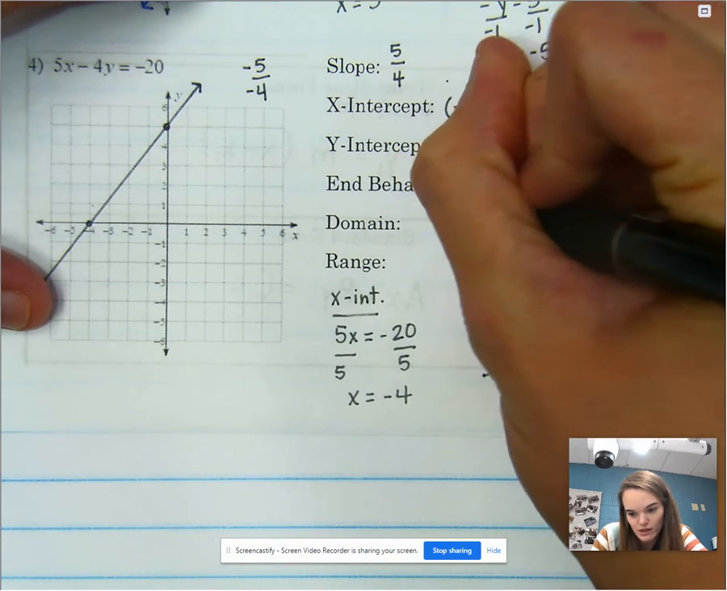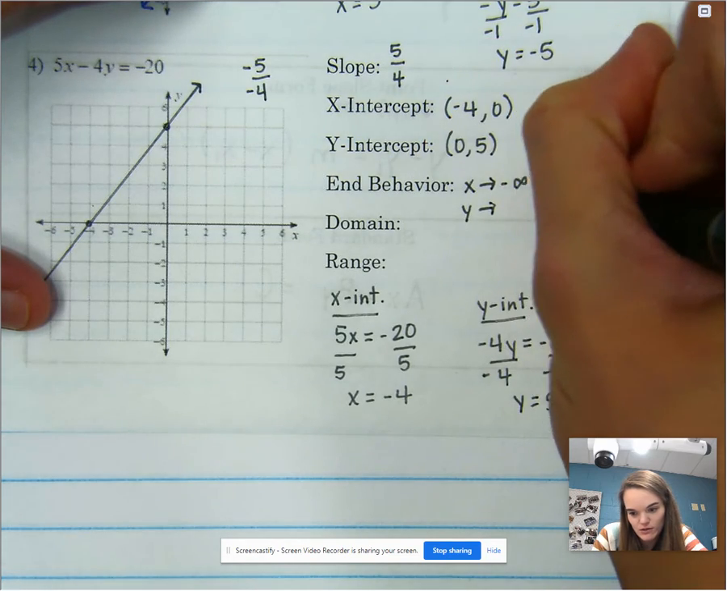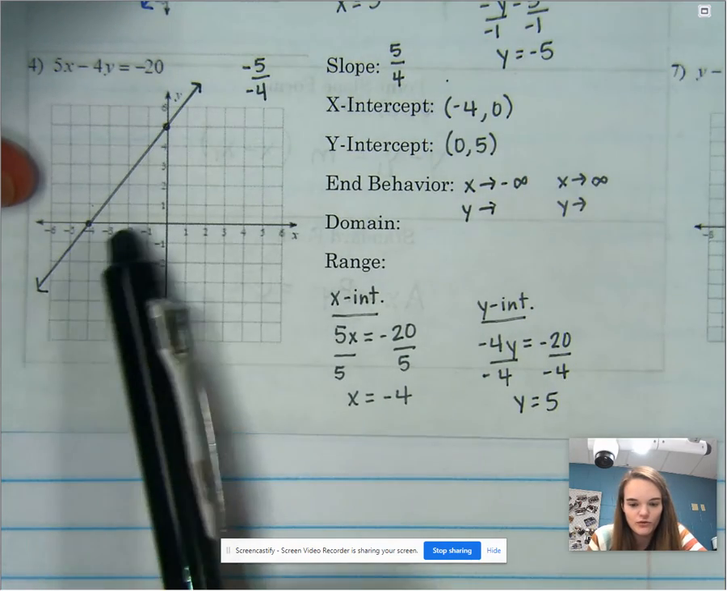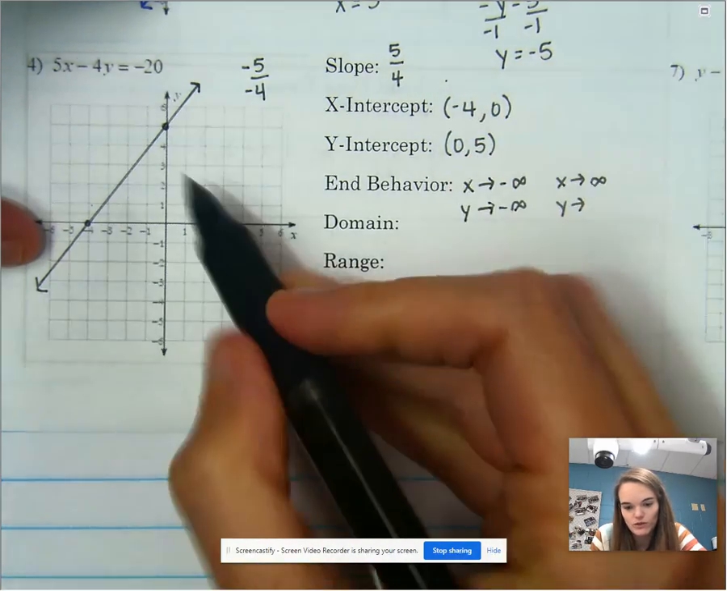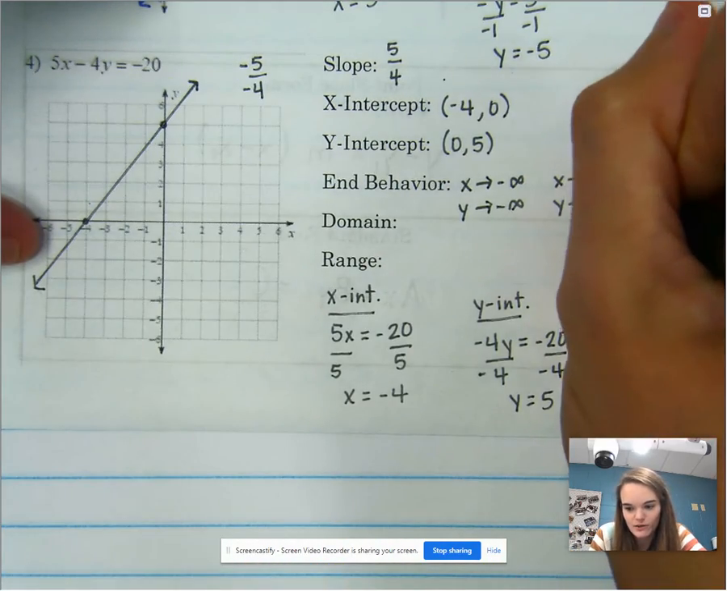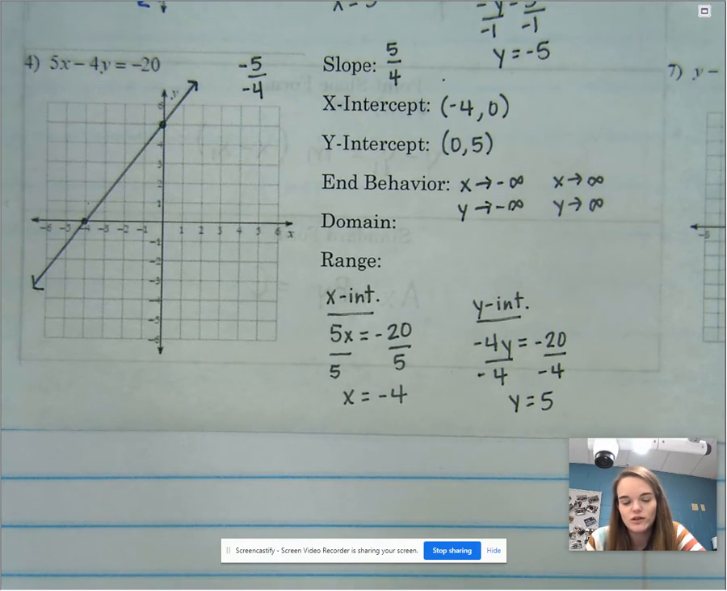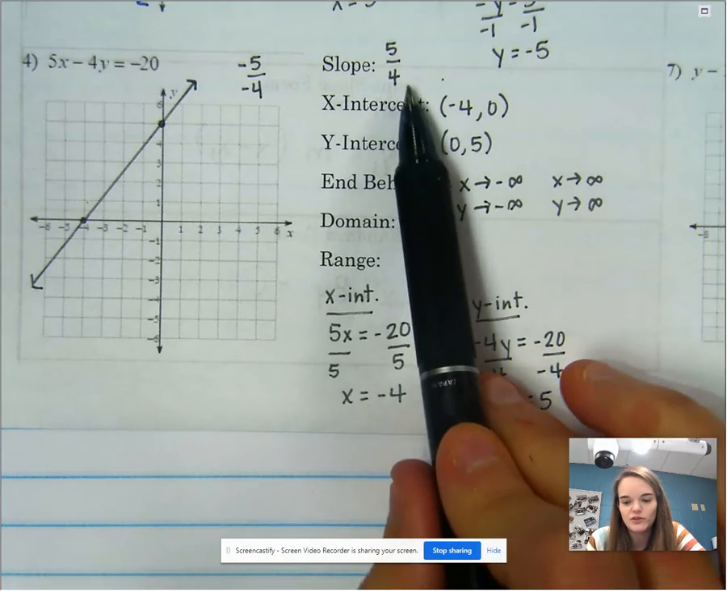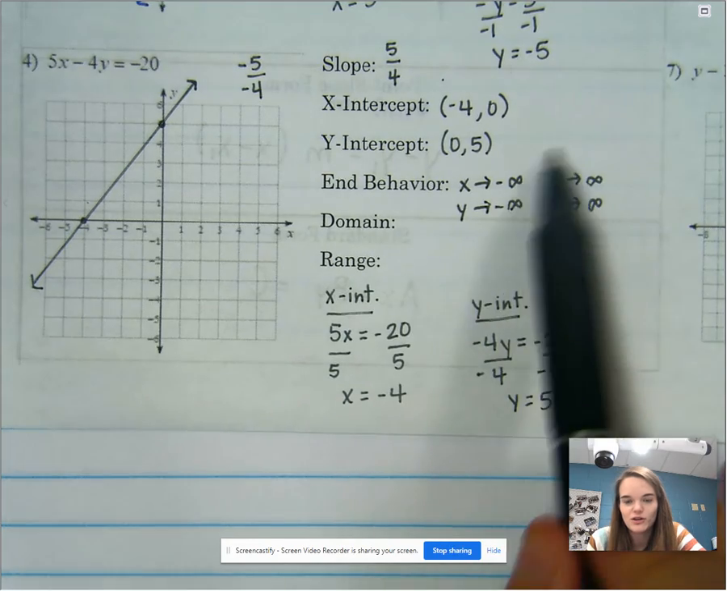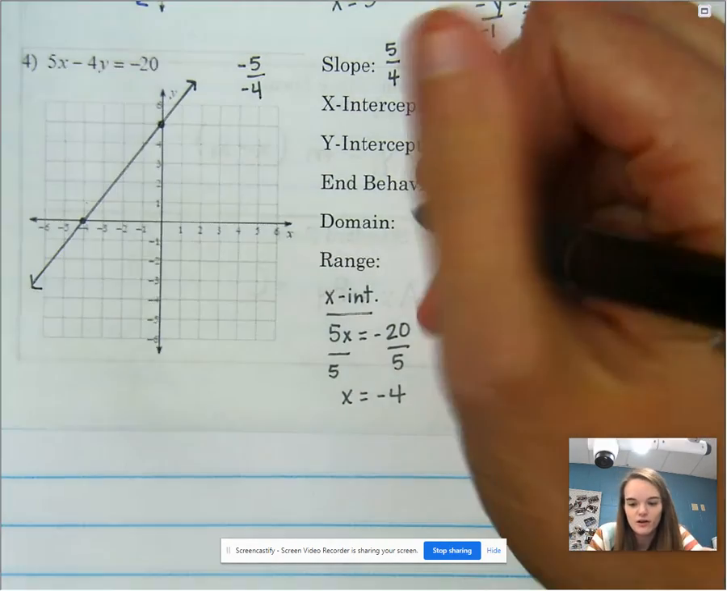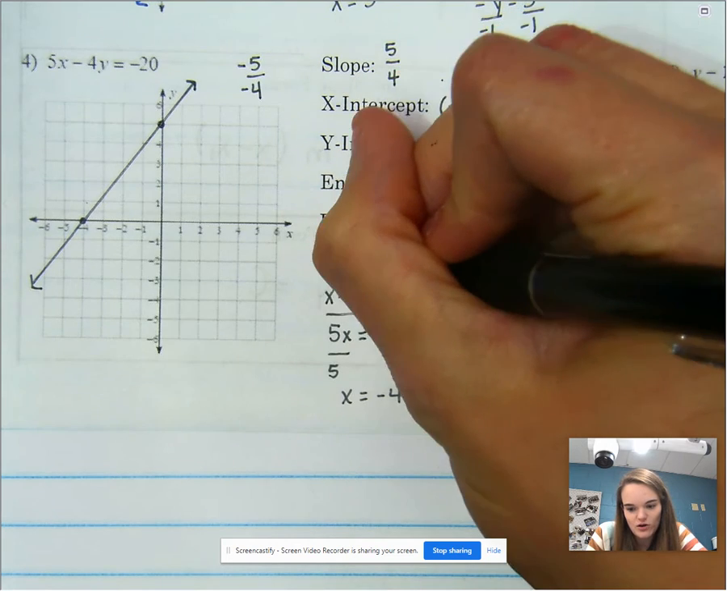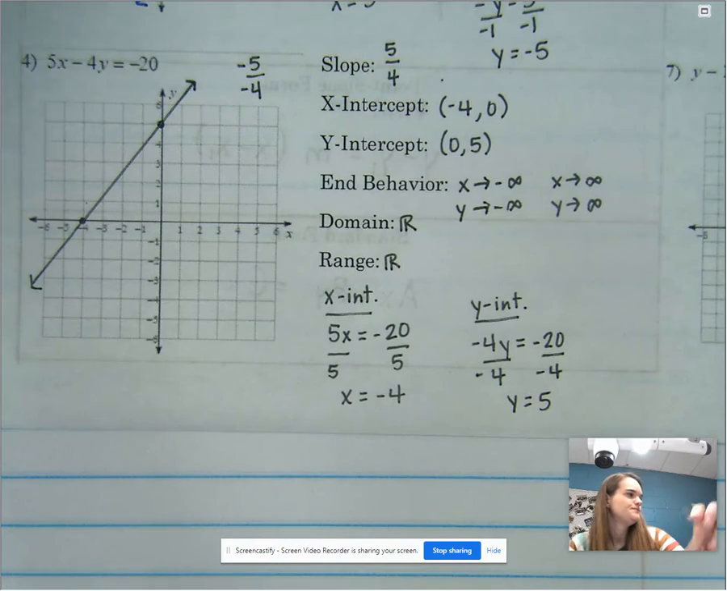What is y doing? Okay, when it goes towards the left, it is going down. When it goes towards the right, it is going up. In case you haven't noticed on these, if it has a positive slope, x and y match. If it has a negative slope, they're the opposites. I don't know if you've noticed that or not. Domain is all real, so is range.